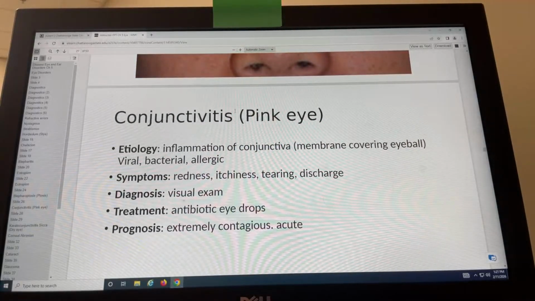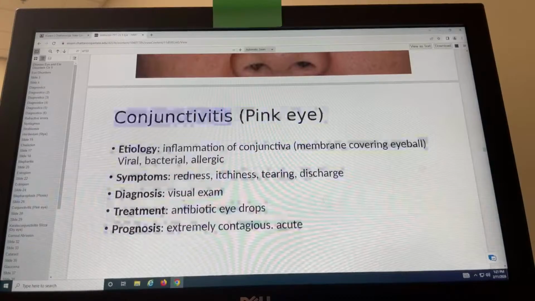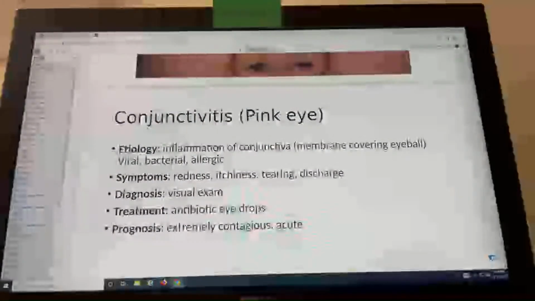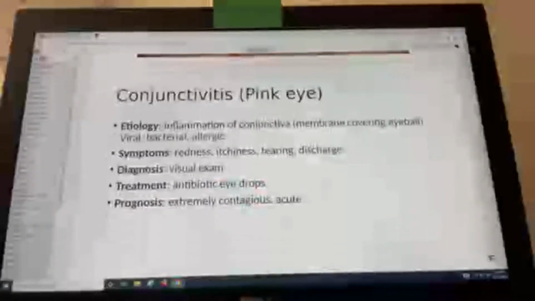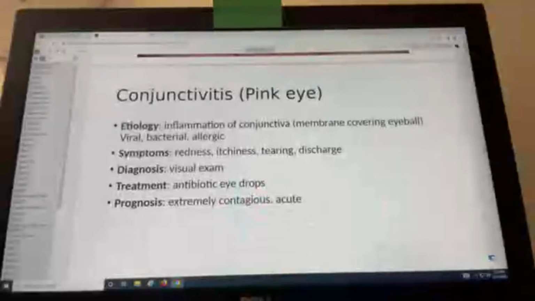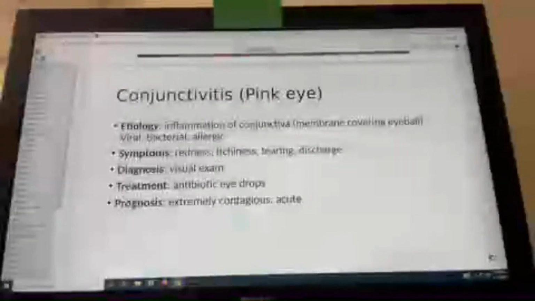All right, who's ever had pink eye? I think every person that has children has probably had pink eye because it's so common in kids. The conjunctiva is the membrane that covers the eyeball, so conjunctivitis is inflammation. They call it pink eye just because your eye gets really pink, red, and swollen. And sometimes it can leak a pussy discharge.